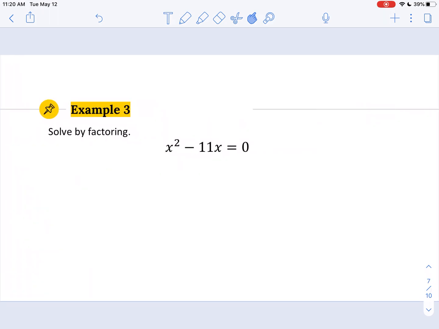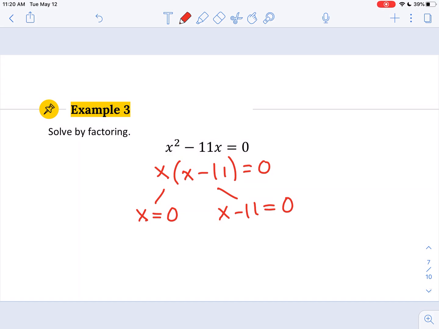So in example number 3, we have x squared minus 11x equals 0. Now it's already set equal to 0, so in this case, I'm going to see if I can factor my expression on the left. I see that my GCF is x, so I'm going to pull out that x, and we get x times the quantity x minus 11 equals 0. From here, I'm going to set each factor equal to 0, so x equals 0, x minus 11 equals 0, applying that zero product property.